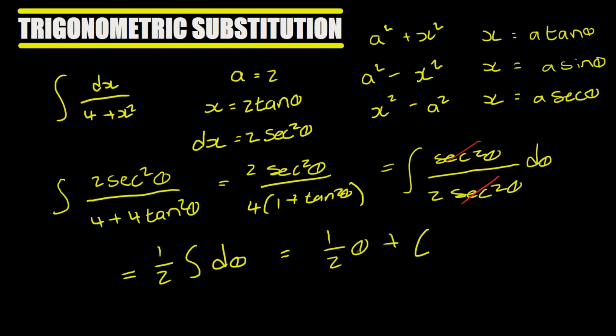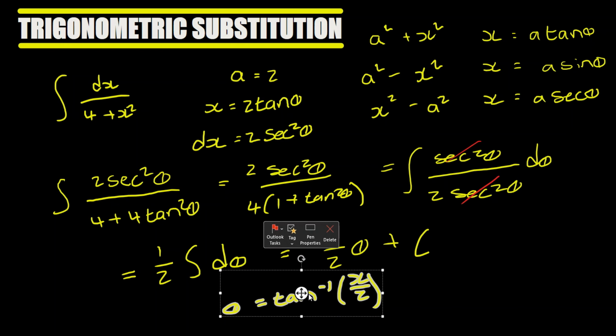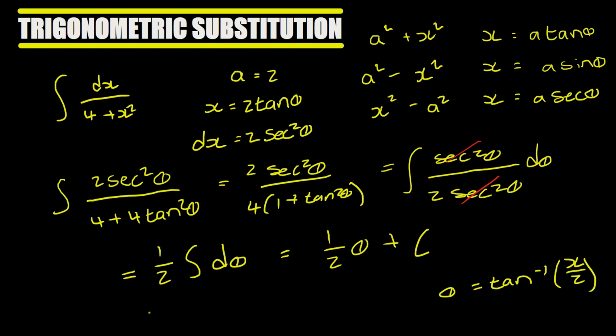And to finalize our answer, we need to find theta in terms of x. So we can make theta the subject of the formula from the part where we defined x. So theta now becomes the inverse of tan, where we have x divided by 2. Now we can substitute theta into our equation, and so the final answer for this example is a half multiplied by the inverse of tan of x over 2 plus the constant.